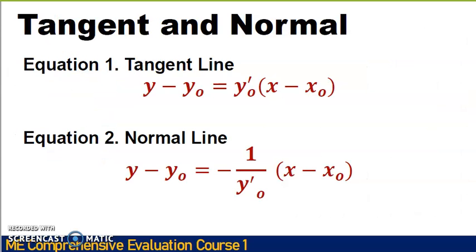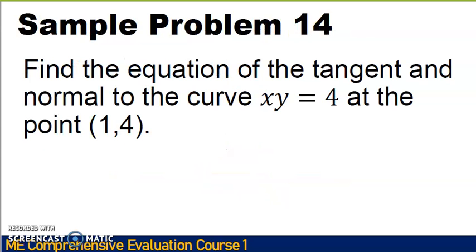For the tangent and normal line, this is the equation of the tangent line, and this is the equation of the normal line. For the tangent line, we need to find the slope, and for the normal line, the inverse reciprocal of the slope. So sample problem number 14.